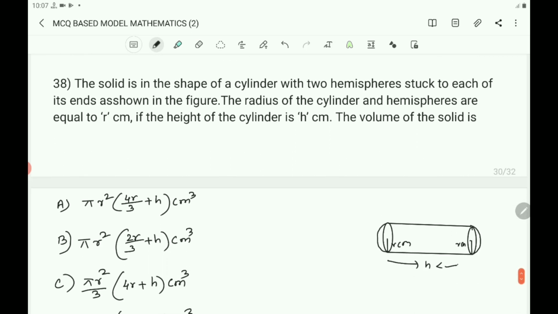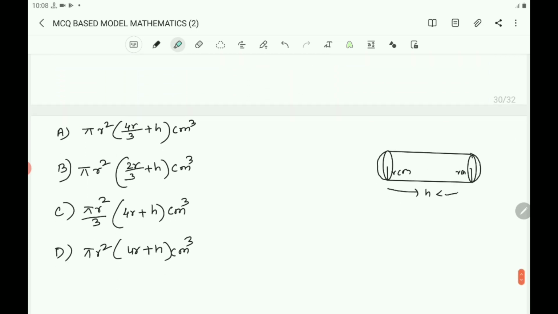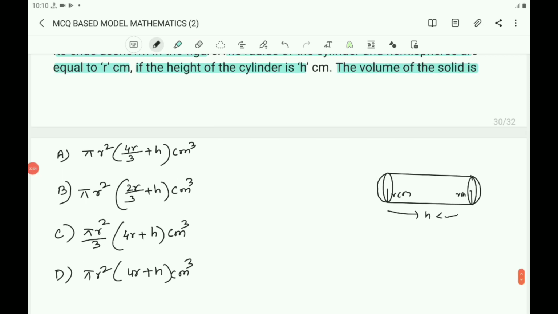Next, question number 38. The solid is in the shape of a cylinder with two hemispheres stuck to each of its ends as shown in the figure. The radius of the cylinder and hemisphere are equal to r centimeter. If the height of the cylinder is h cm, the volume of the solid is. Here two hemispherical portions are there and one cylindrical portion is there. So the volume of the two hemispherical portions is 2 into 2 by 3 pi r cube plus the volume of the cylindrical portion, pi r square h.